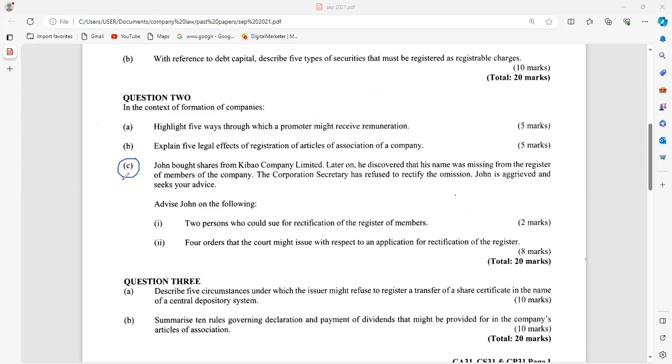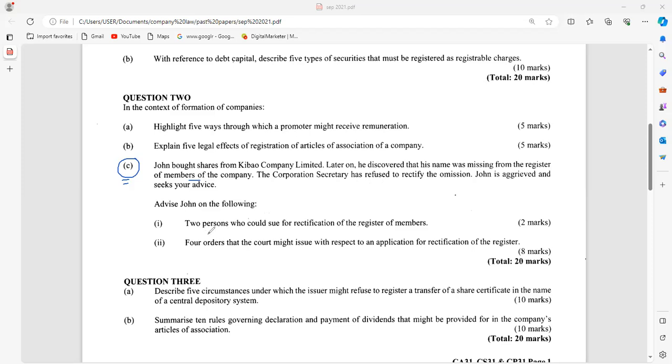This is the one that we just studied today. So John bought shares from Kibao Company Limited. Later, he discovered that his name was missing from the register of members. The corporation secretary has refused to rectify the omission. John is aggrieved and seeks your advice. So what's the problem here? His name is not in the register of members. So what advice is John looking for?